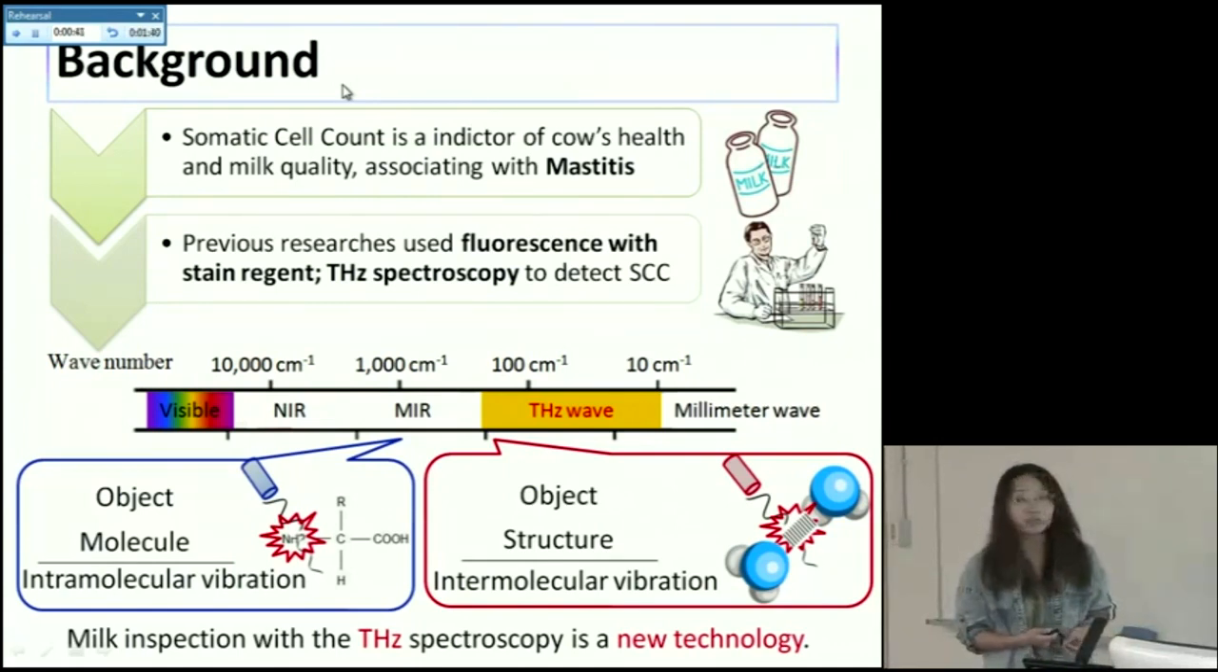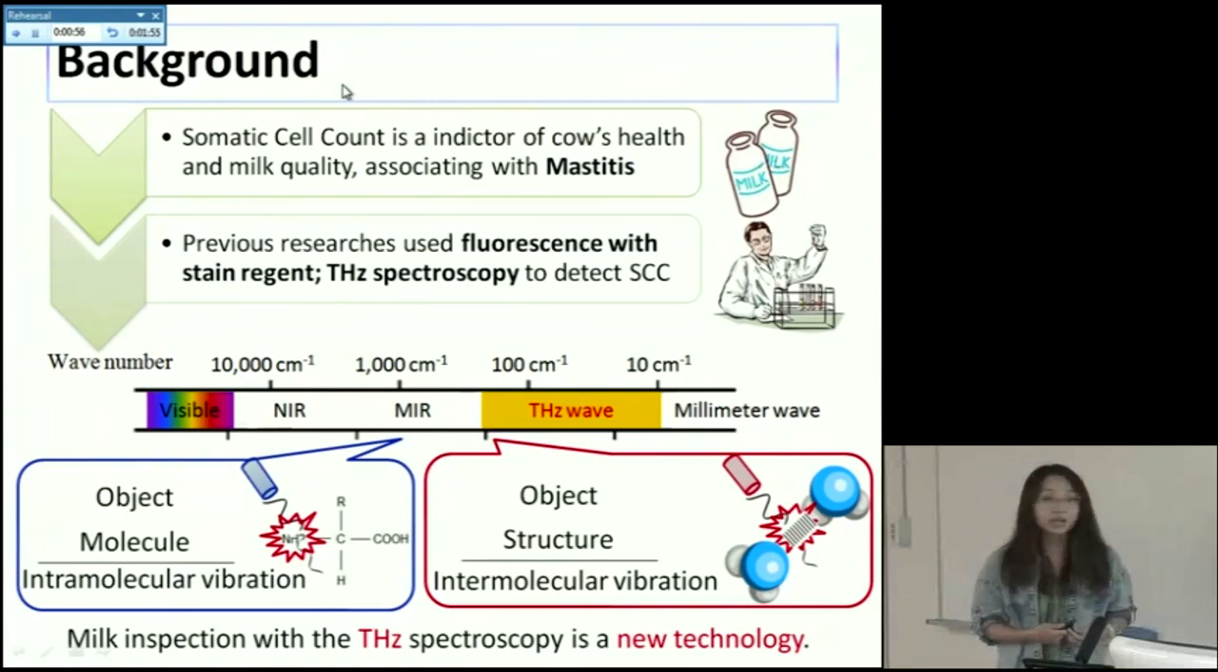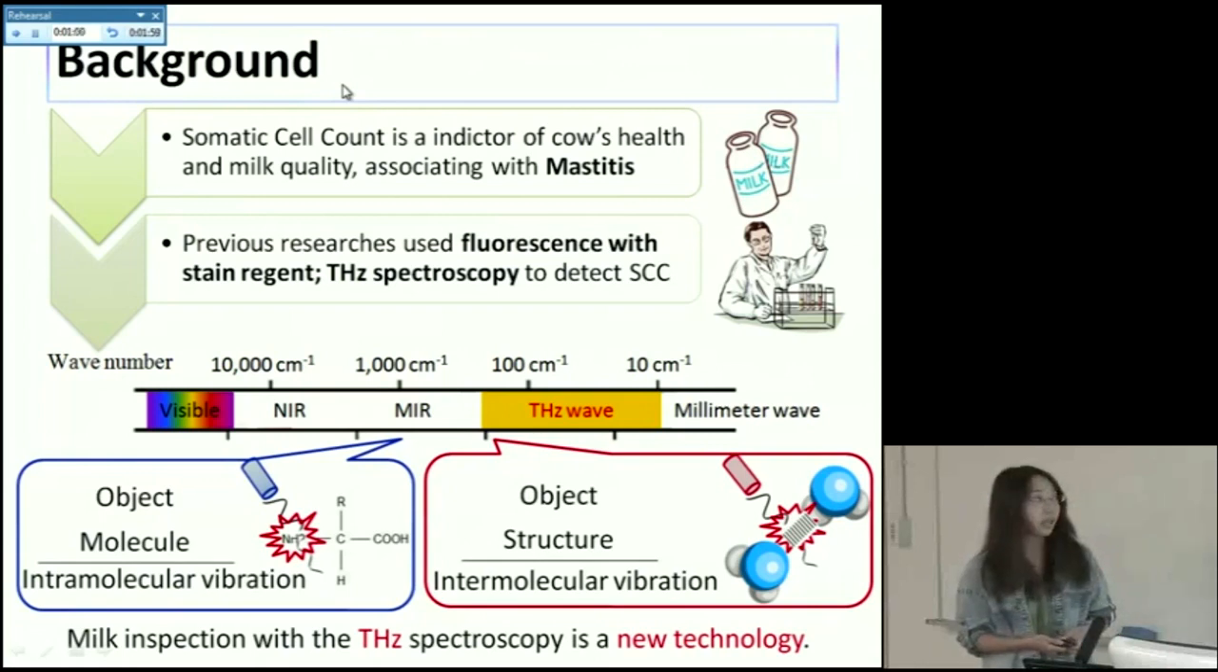So previous researchers used fluorescence with stain reagent to detect SCC, but it is very time-consuming, expensive, and not an easy method for real-time monitoring of milk quality. Based on that, a later researcher in our lab investigated the terahertz spectroscopy method to detect the SCC value. And in his study, he showed a potential result.